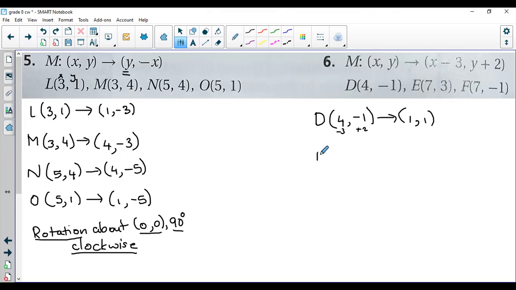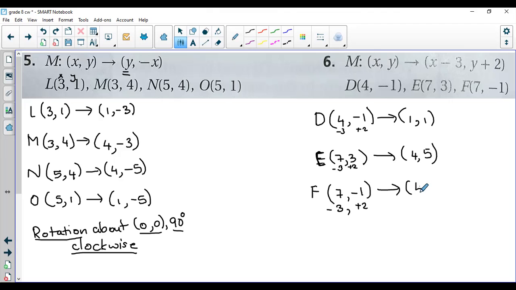So for E, it's going to be 7 and 3. When transformed, this is an E. So that means you need to subtract 3 from x and add 2 to y. So 7 minus 3 is going to be 4. 3 plus 2 is going to be 5. The last coordinate, that's F, is 7, negative 1. So you have to subtract 3 from x and add 2 to y. So 7 minus 3 will give you a 4 and negative 1 plus 2 will give you 1.